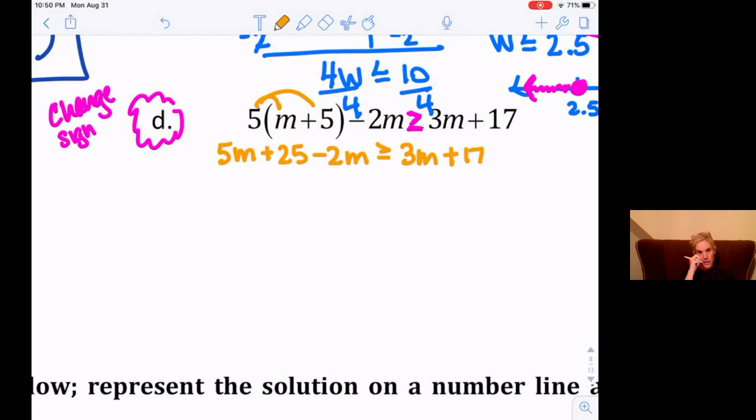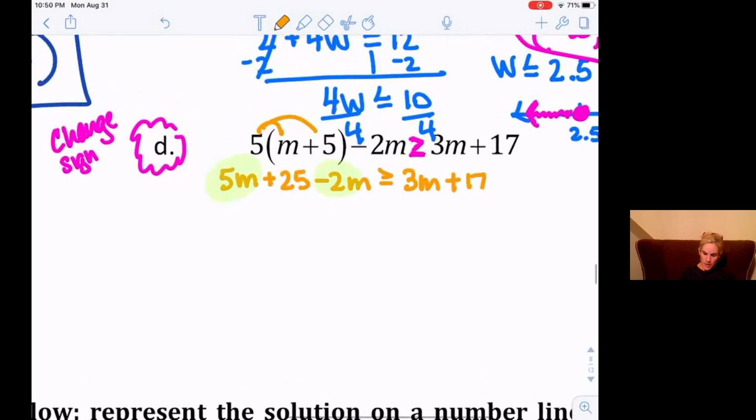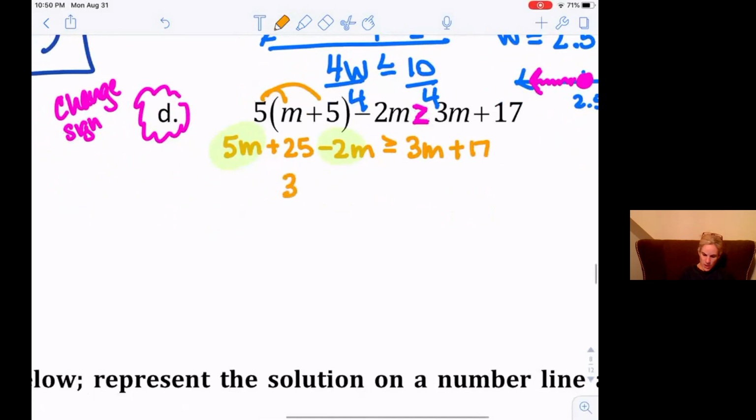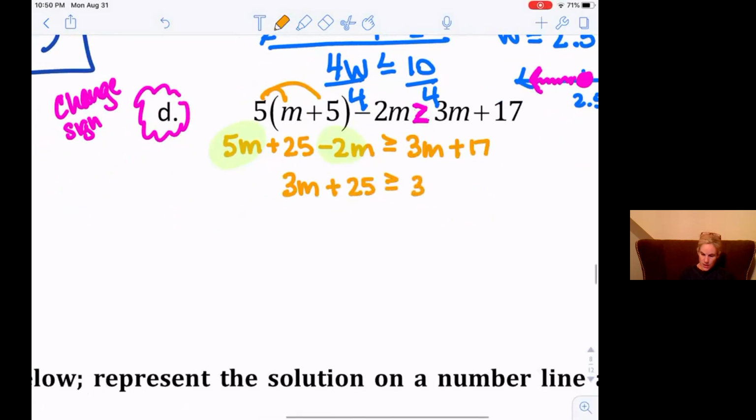All right, so distributed. Next thing you want to do is to combine like terms. On the left side of our inequality, we do have some like terms here. So I'm going to add those together, subtract those in this case. 5m minus 2m is 3m. So this is going to be 3m plus 25 is greater than or equal to 3m plus 17.